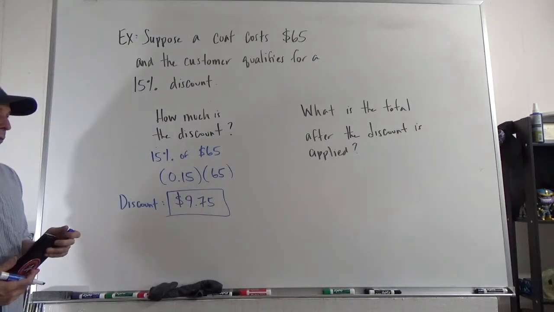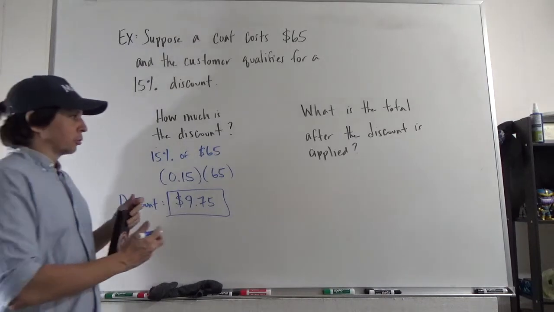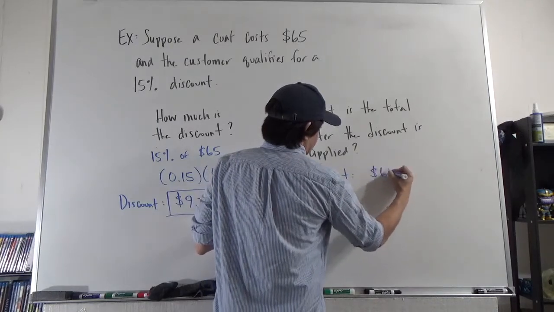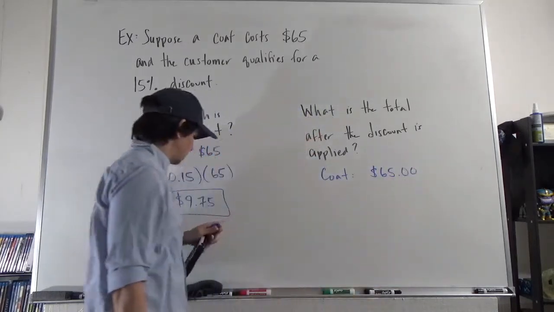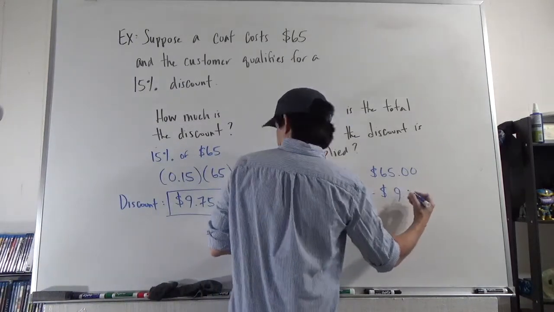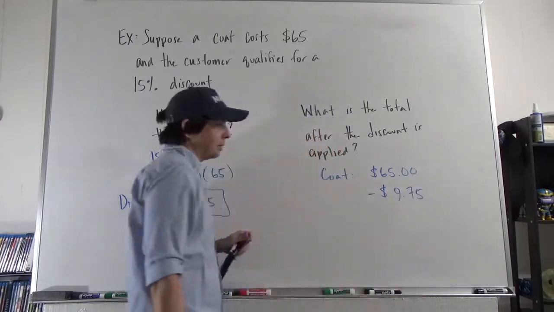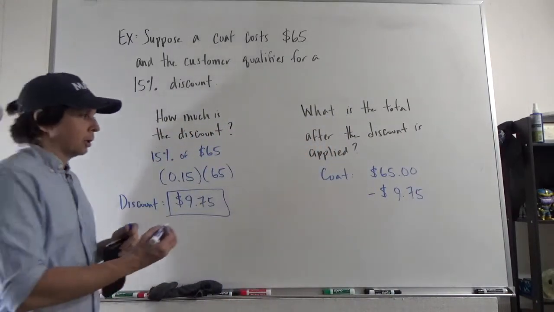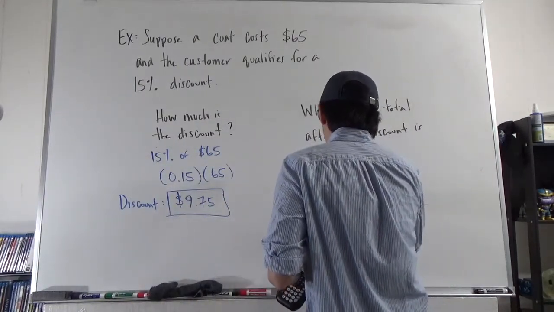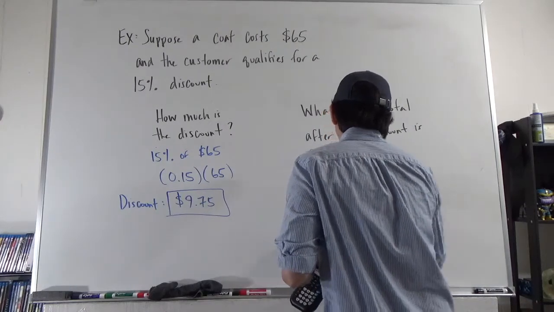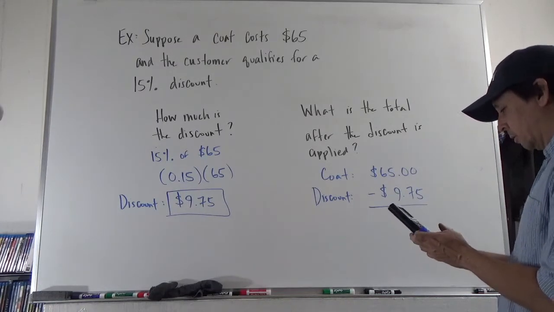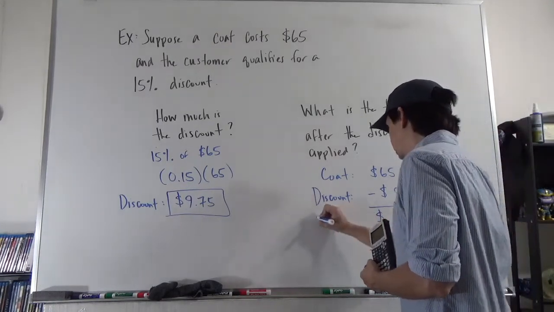Next, we want to find the total after the discount is applied. So this one is going to be 65. I'll put the 00 because I'm going to line up my discount. Make sure you understand it's being subtracted, so it's going to be a negative 9.75. That's why we were doing things where it's negative and rounding with negatives, because it does come up when you're subtracting things off of totals. That's your discount. And then we just compute that. 65 minus 9.75 is 55.25. That's your total.